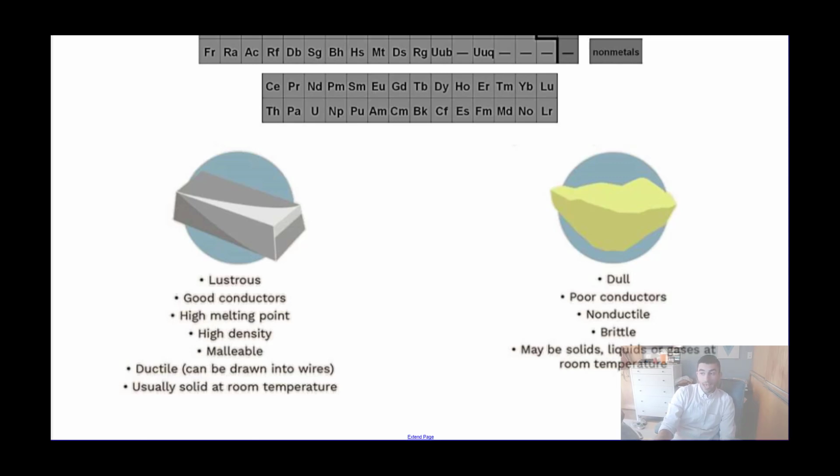Nonmetals pretty much have the opposite properties. They're not lustrous, they're dull, they're not good conductors, they're non-ductile, they're brittle. And the nonmetals exist as solids and liquids and gases at room temperature. The metalloids, as we would predict, have properties somewhere in between. Some metalloids are more like a metal, some are more like a nonmetal, but they have properties that are shared amongst both metals and nonmetals.